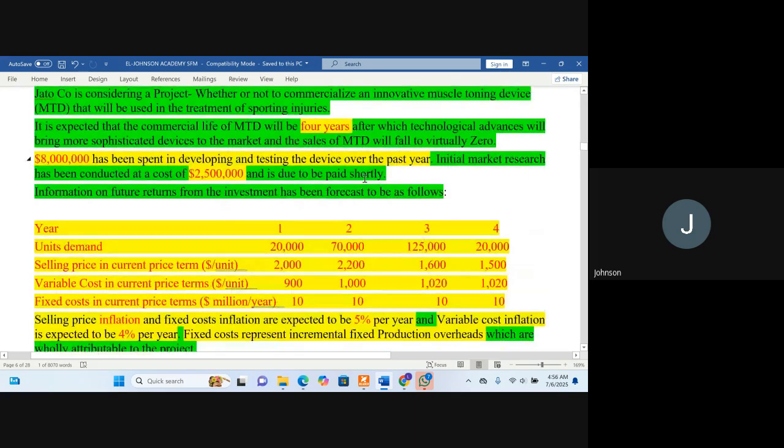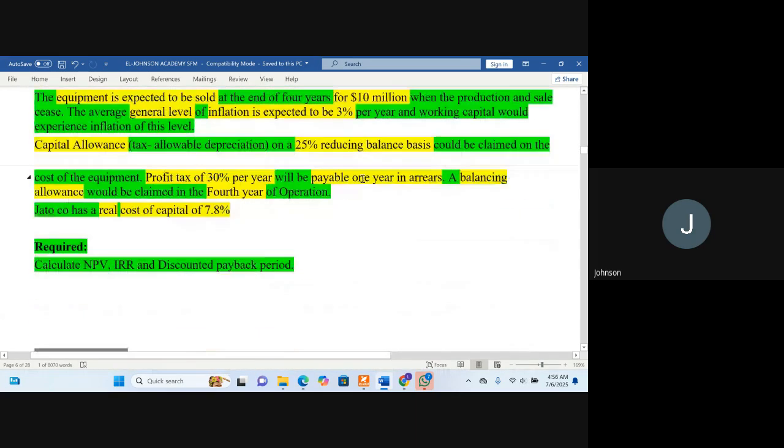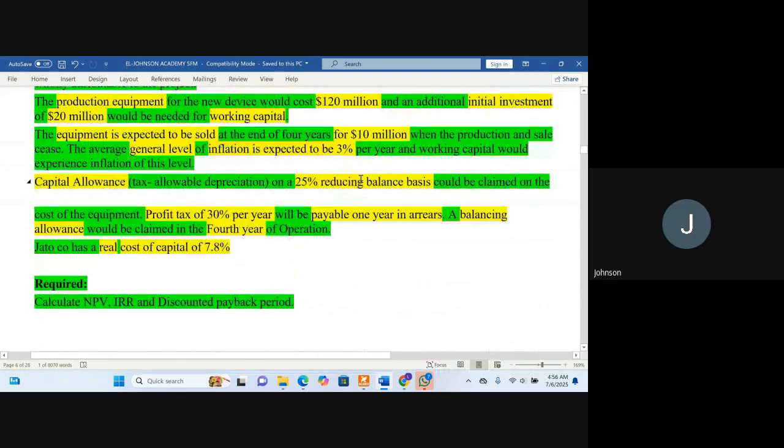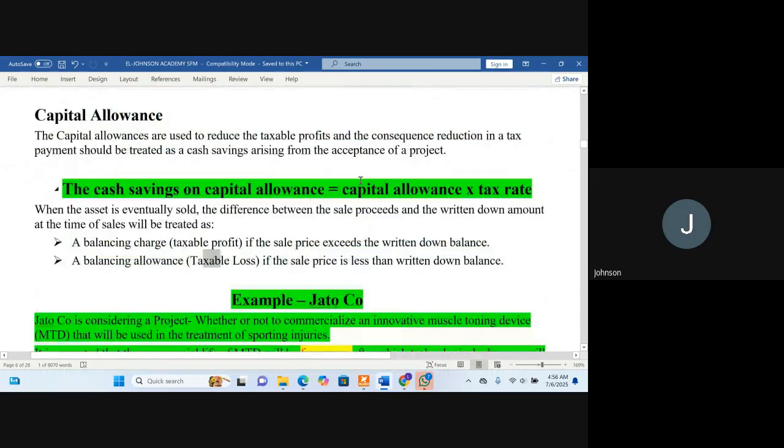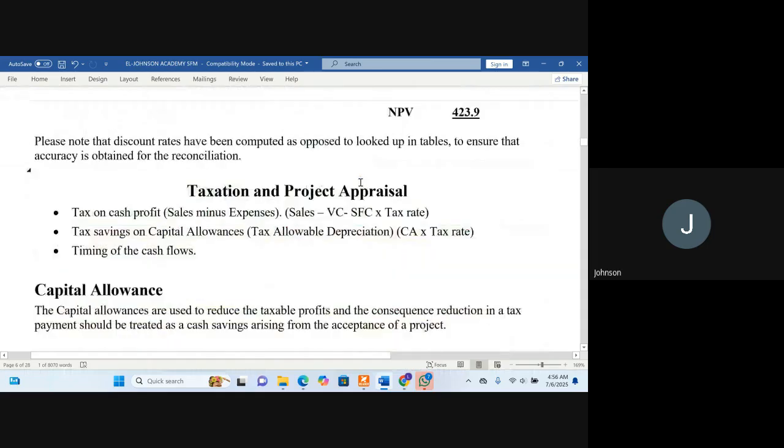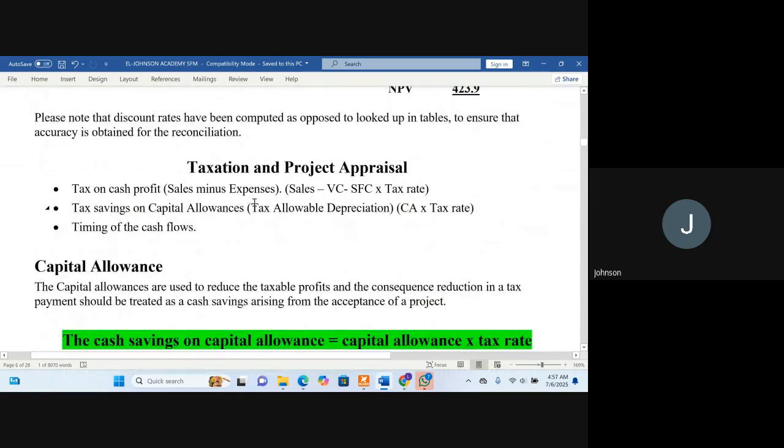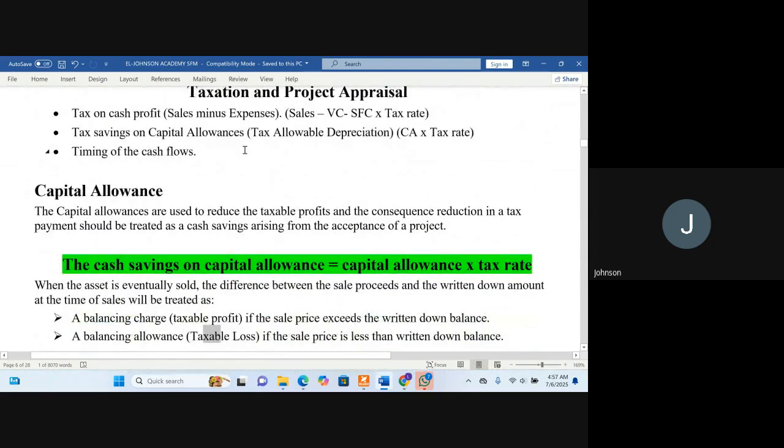So let's now look at this question. This is a big question. In this question, we are going to apply everything that we've learned so far. We are also going to see how to do the taxation. How to get the tax to charge is very simple. Just take your sales minus your variable cost minus your specific fixed cost, multiply it by the tax rate, and you get the tax that you need to charge. Secondly, you also compute your capital allowance and then multiply it by the tax rate so that you can get your tax savings on capital allowance.